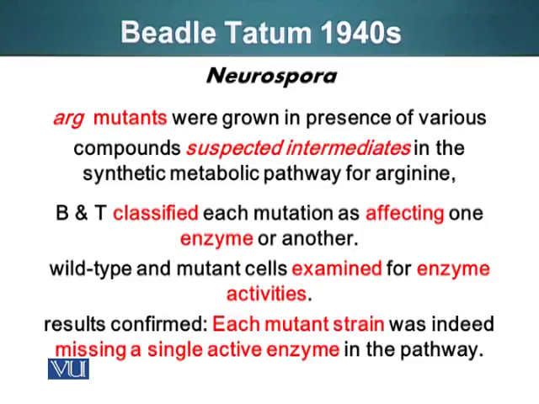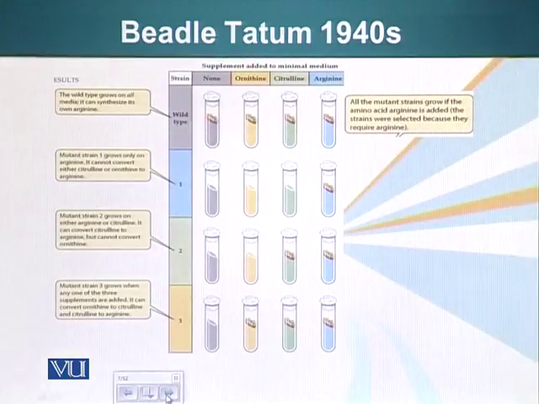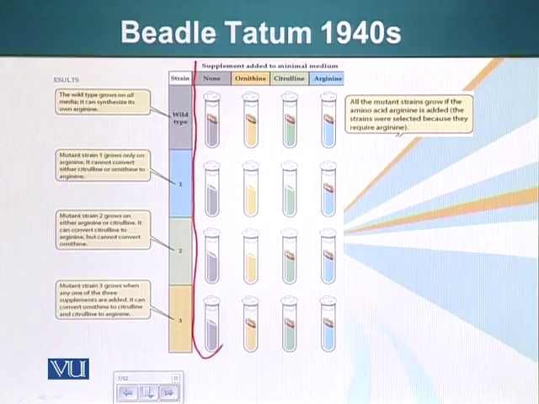using biochemical assays. The results confirmed that each mutant strain was indeed missing a single active enzyme in the pathway of arginine production. Here is a photograph of their experiment. You can see the wild type. It can grow in minimal media in which no additional supplements are added. And wild type can grow even if additional supplements are added.